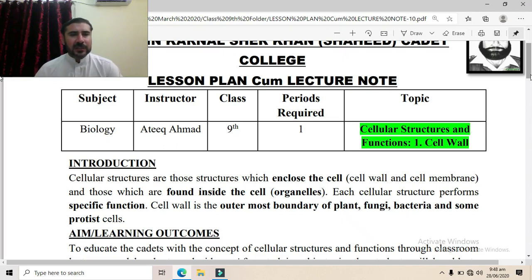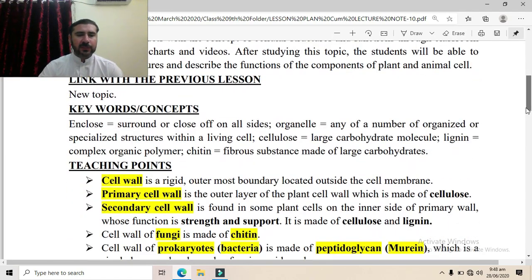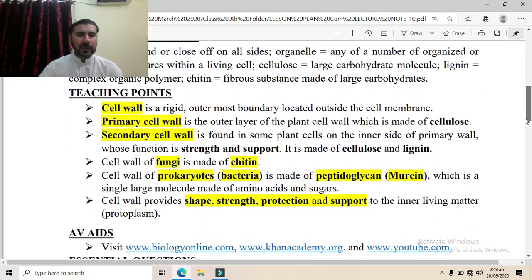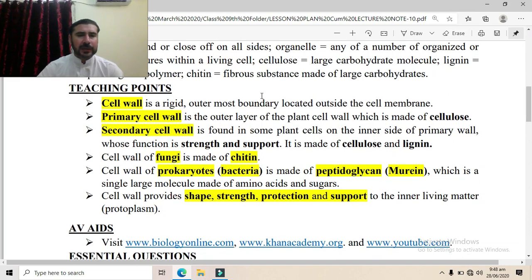Today we will study one of the cellular structures in detail, and that is the cell wall. Cell wall is the outermost boundary of plant, fungi, bacteria, and some protist cells. We will move towards the teaching points. Today we will study the cell wall in detail.